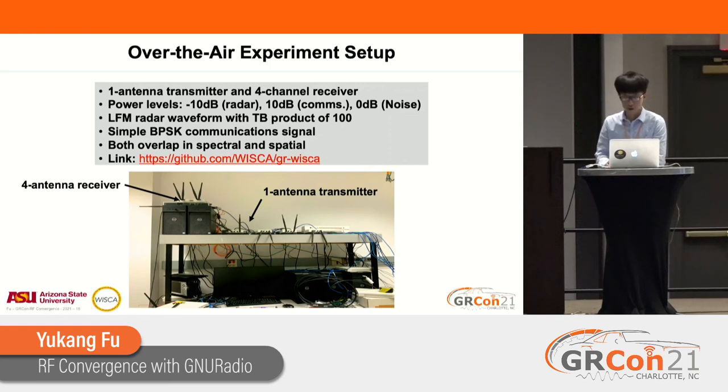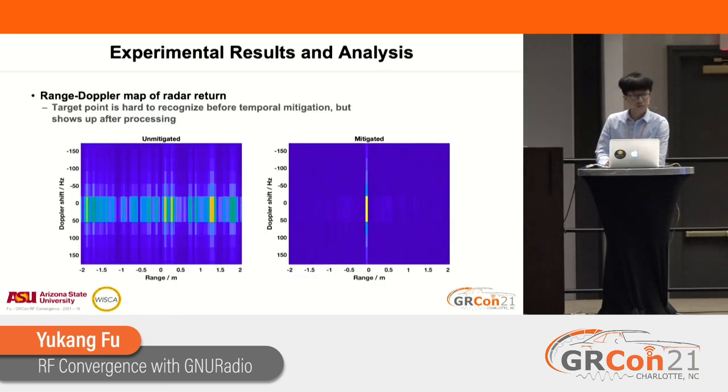Next, I'll show you the result. These are the range Doppler maps of the radar return. The one on the left is the radar return before temporal mitigation. Here the communication signal is not removed yet. And the one on the right is after the temporal mitigation. Here the communication signal is removed. As we can see, the target point is very hard to recognize before temporal mitigation, but it can be easily seen after temporal mitigation.